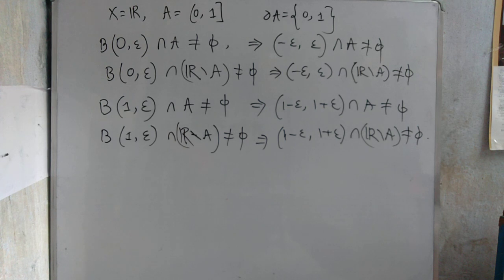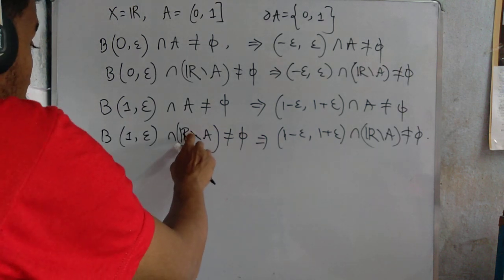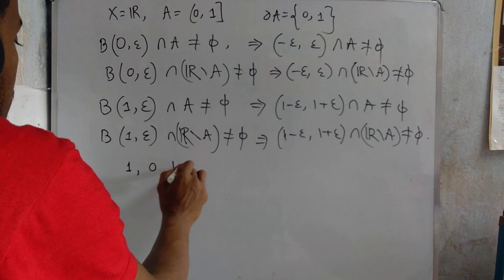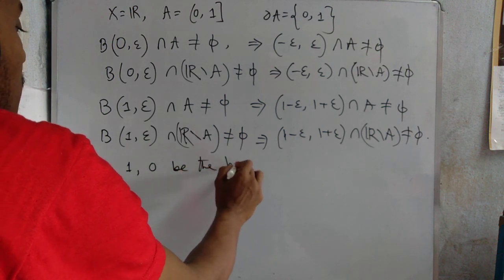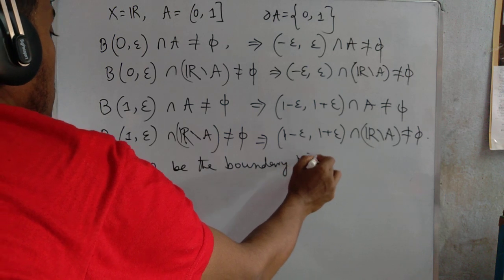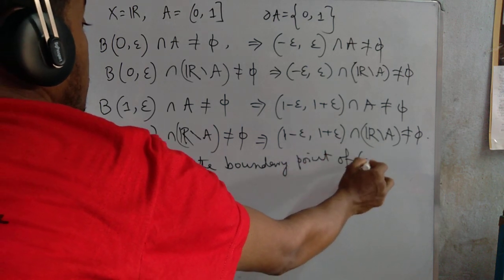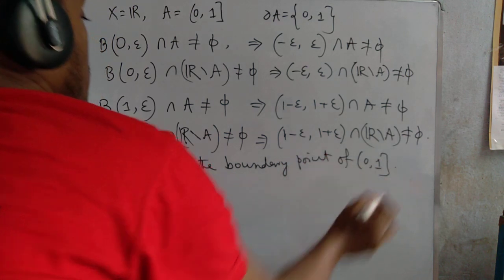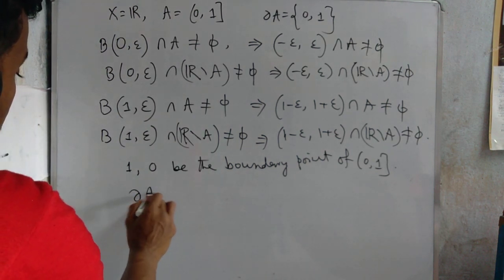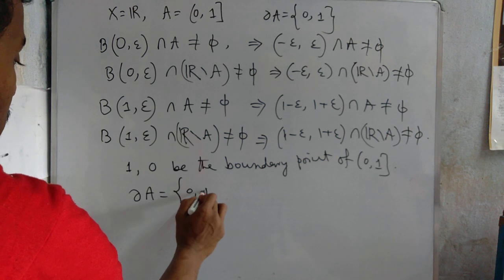Okay, so this 1 and 0 are the boundary points of (0, 1). Then del A equals {0, 1}.